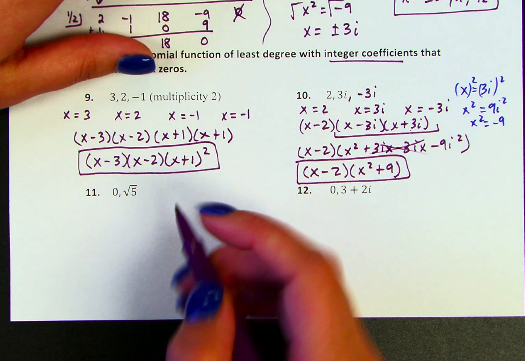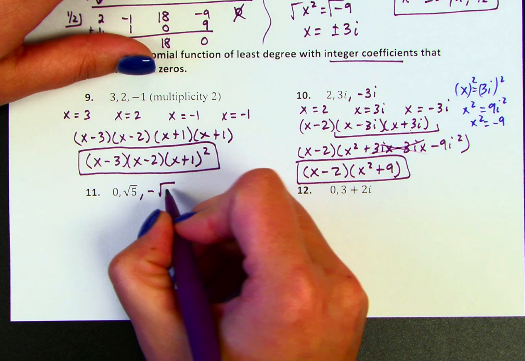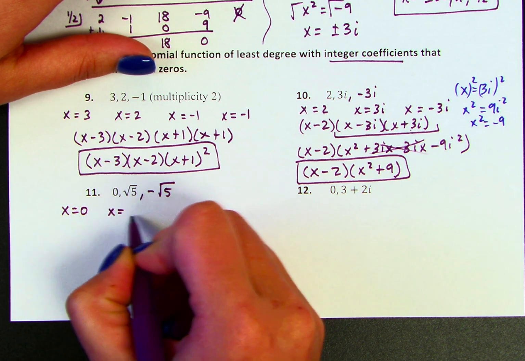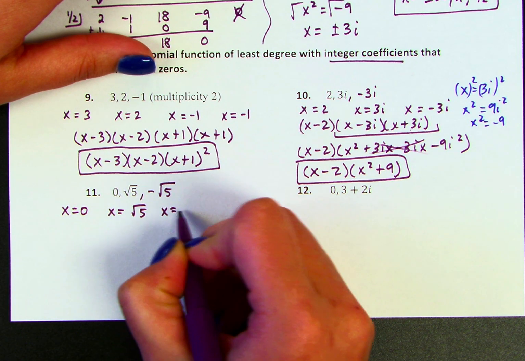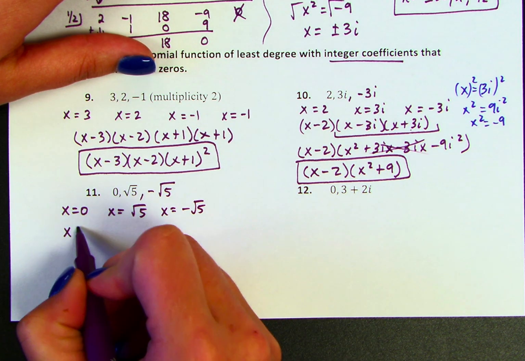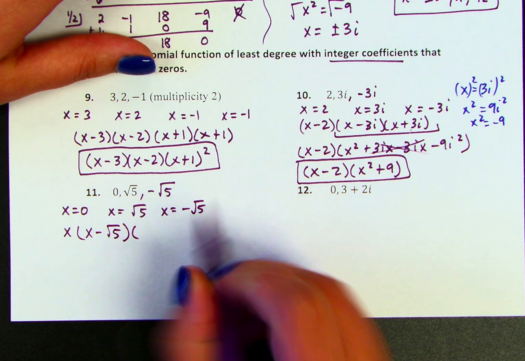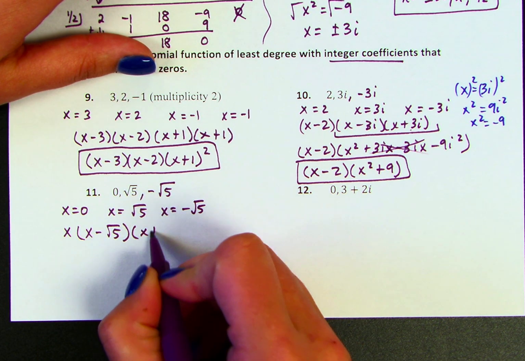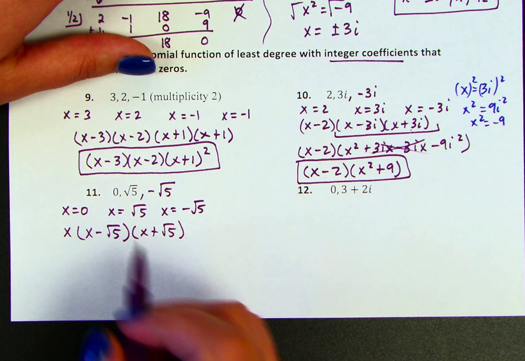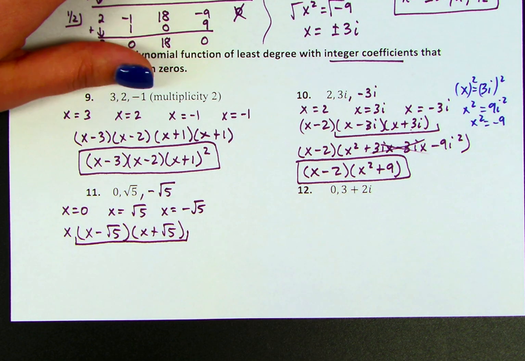So on this one, again, we're assuming that the negative of our irrational number is also an answer. So I have x equals 0, x equals the square root of 5, x equals negative square root of 5. So really, this is just an x, and I'm subtracting that, so x minus the square root of 5, and then adding, so x plus the square root of 5. And then again, for that integer, I can't have that square root symbol, so at the very least, we're going to have to FOIL that back together.